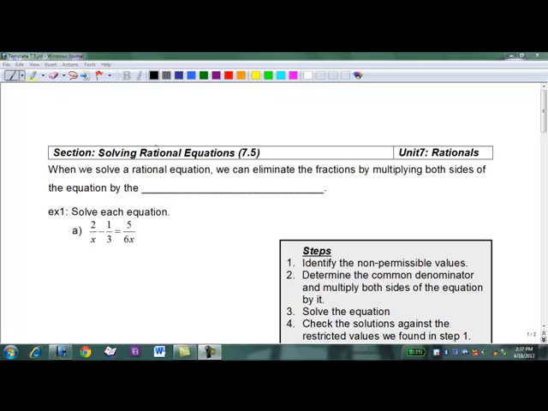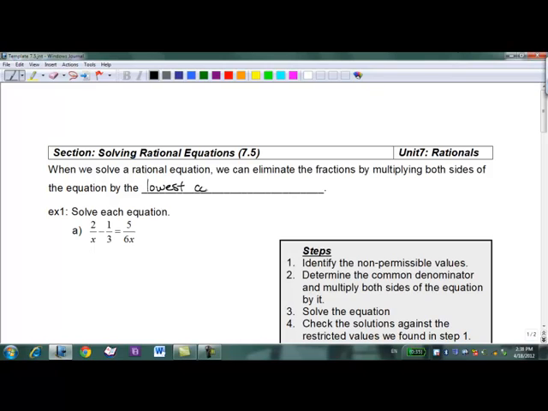You know what? Solving rational equations is pretty well the same as adding and subtracting or combining rational expressions. It's just now there's an equal sign, so it's not really a big deal. When we solve a rational equation, we can eliminate the fractions by multiplying both sides of the equation by the lowest common denominator.